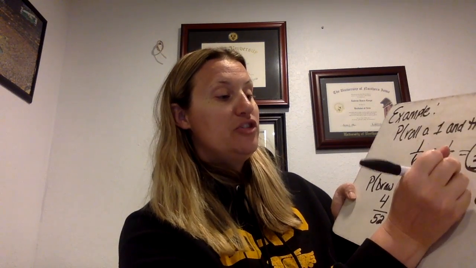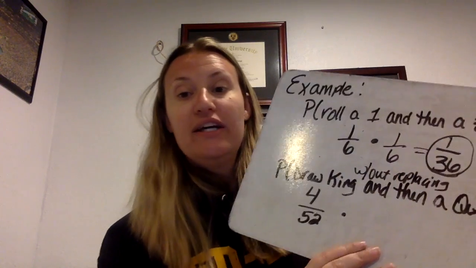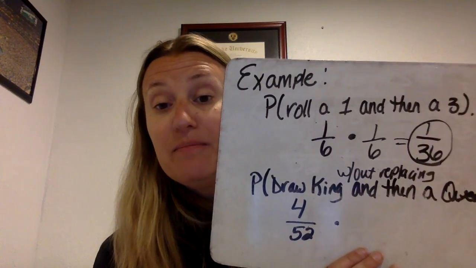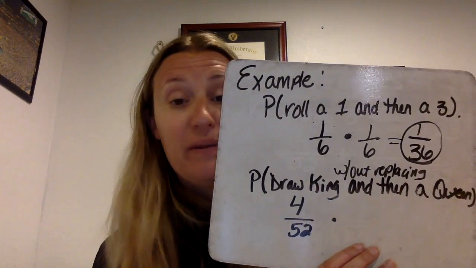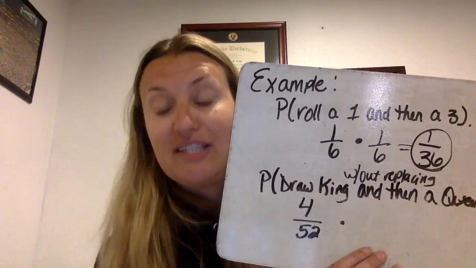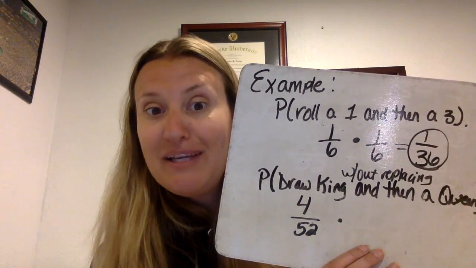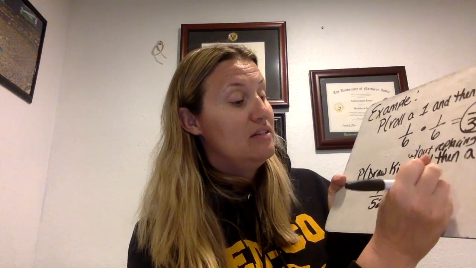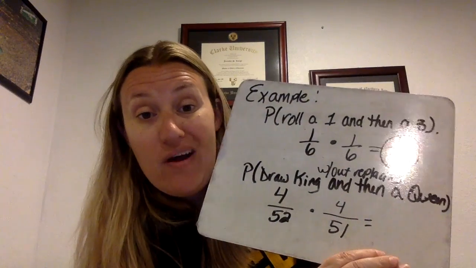Now, I'm still going to multiply. So let's say I draw a king and then a queen without replacing. And so those words will be there. So you're like, well, Mrs. Lang, how will we know if the card is replaced or not? They will tell you in the directions. They will say, what's the probability of drawing a king and then a queen without replacing the card, or you do replace the card. If I do replace the card, it stays 52. If I don't, the probability of getting that queen is 4 out of 51.